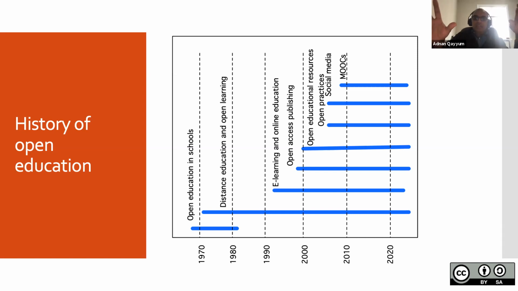Open practices also increased substantially and came to the fore in the mid-2000s, along with the use of social media for open connections, and then MOOCs, which started again in Canada, but have been shifted around in significant ways in the United States and other places as well. Next slide, please.